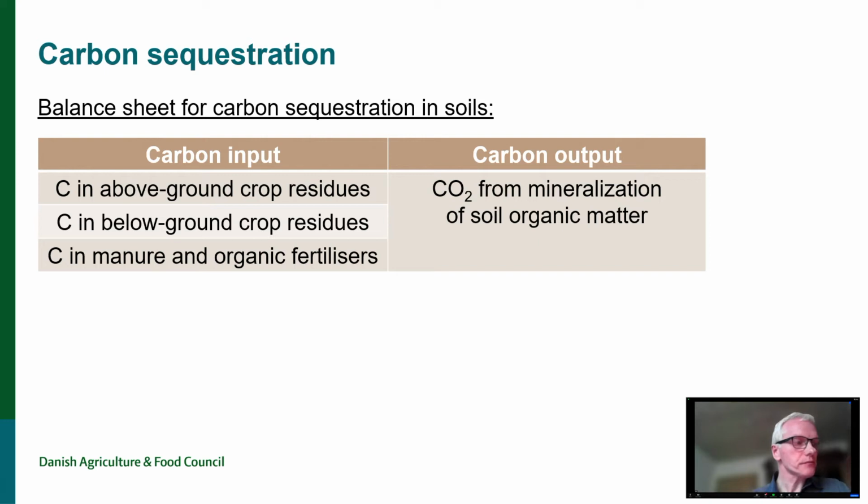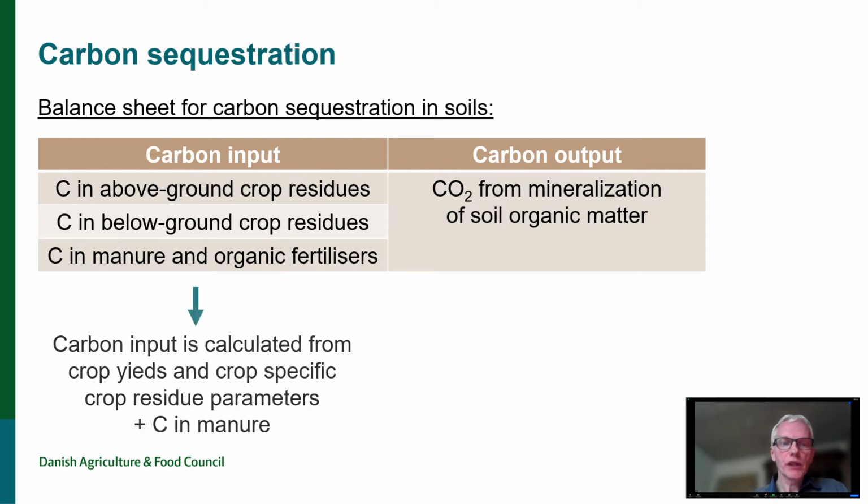So I think carbon sequestration is a matter of input and output of carbon to the soil. And carbon input is from crop residues and from manure, and the output is from mineralization of the soil organic matter. The carbon input is calculated from the crop yields and crop-specific crop residue parameters, and also the carbon content in manure. We're able to do that, I think, for all farms, of course more or less precisely, but we are able to do it.